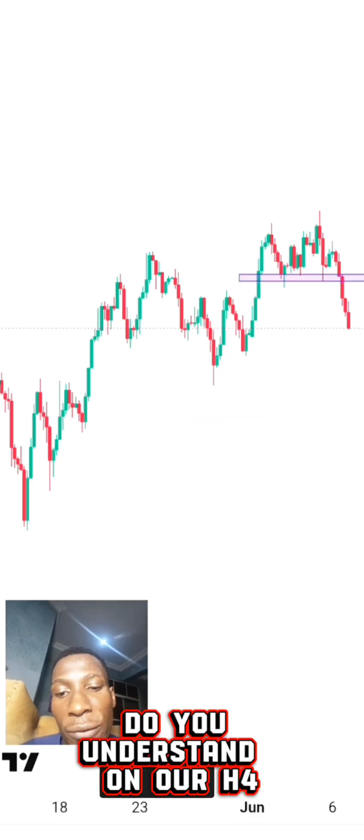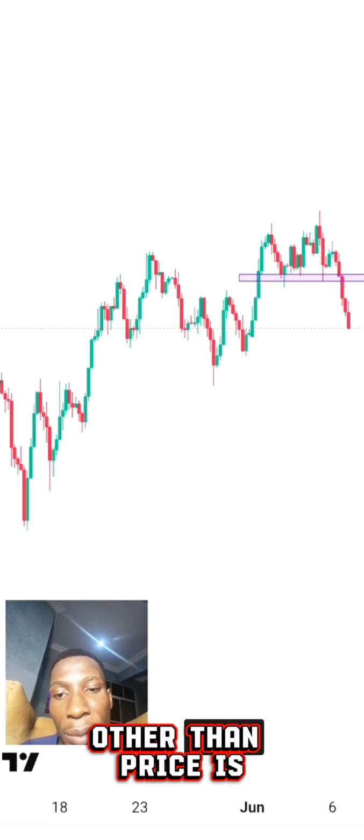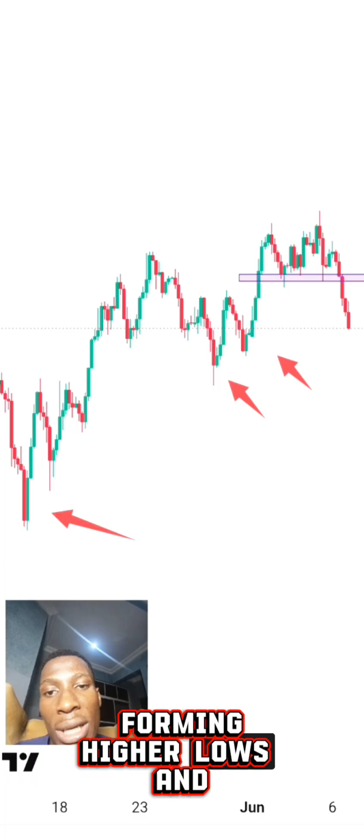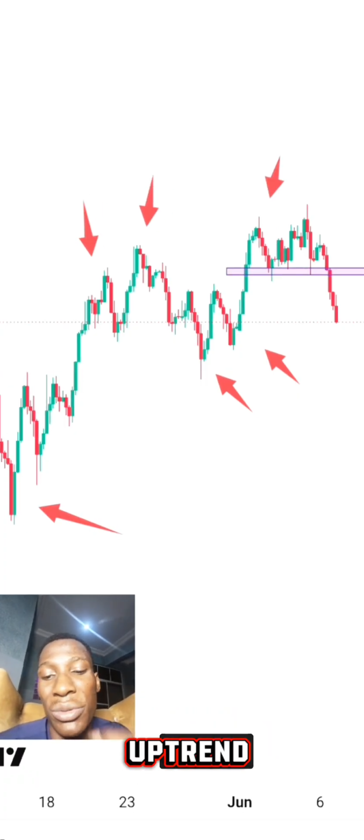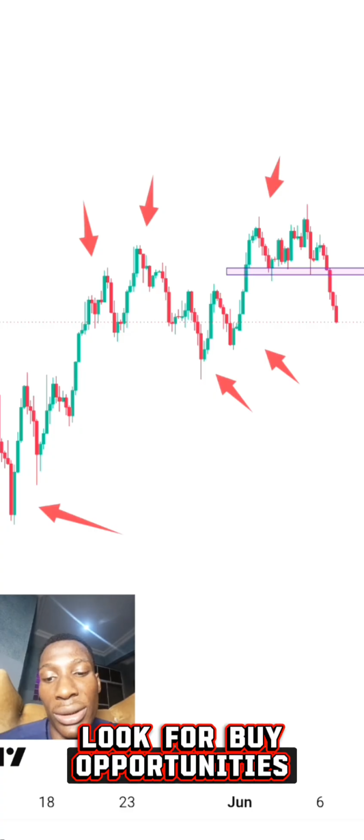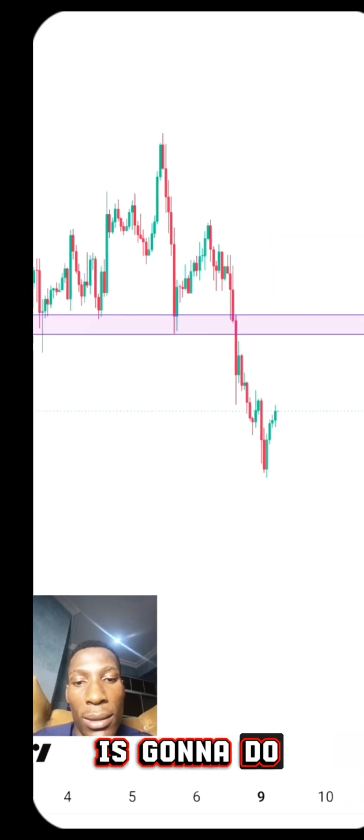Do you understand? On our H4, there is nothing really much to say other than price is forming higher lows and higher highs, and it's showing that for a few days price has been on an uptrend, which means it is safer for you to look for buy opportunities. Let's observe what price is going to do.